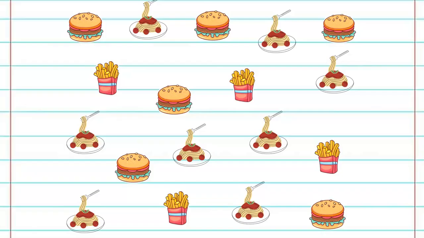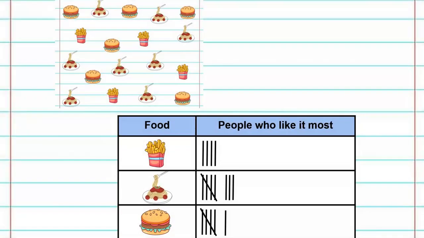So on this slide here, you're going to see lots of different food items. I chose these just based off of what our friends always talk about in class. And so now we are reading this tally chart. It is the food that people like the most. So on our right side there, it says people who like it the most. So we have French fries, pasta, and hamburgers.